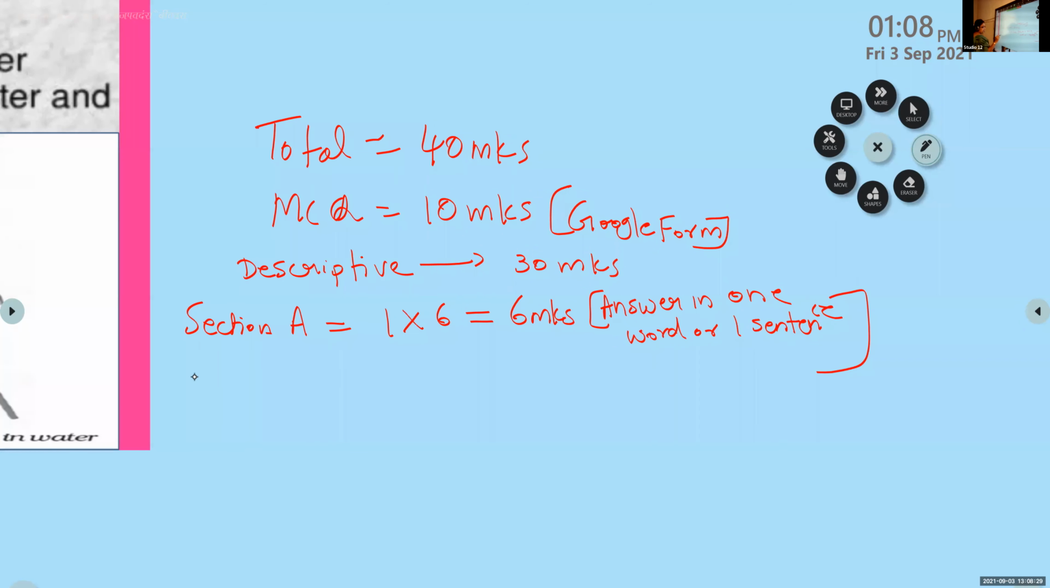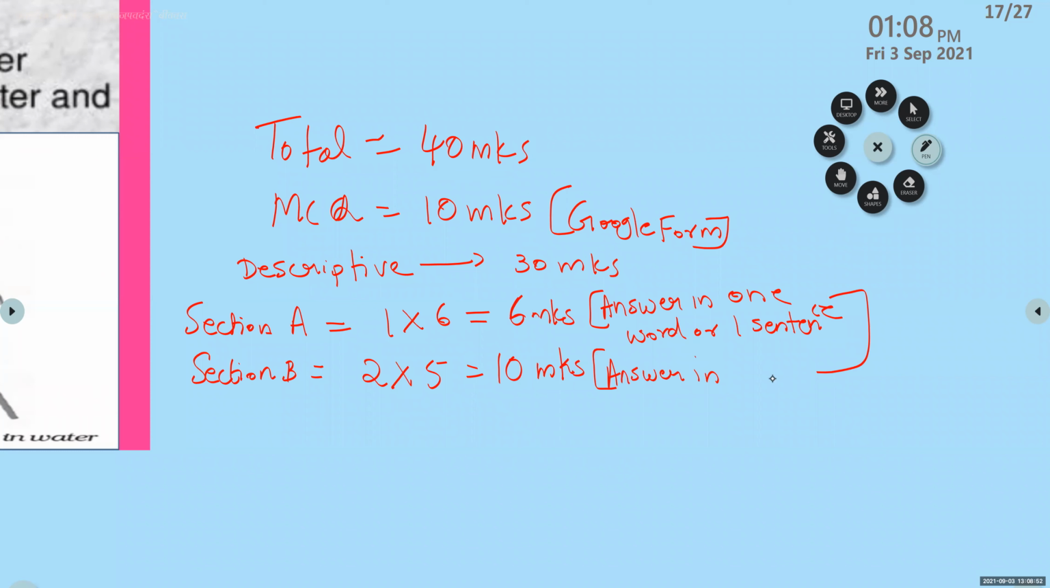Next, section B, 2 mark questions, 2 into 5. You will get 5, total 10 marks. That will be answer in more than 1 word. You can write it according to the question. You can write more than 1 sentence. It should be 2 sentence answers at minimum, because it carries 2 marks.